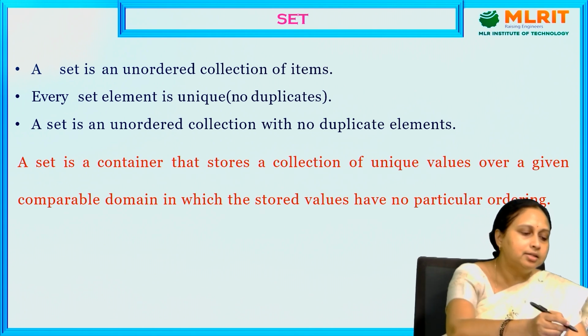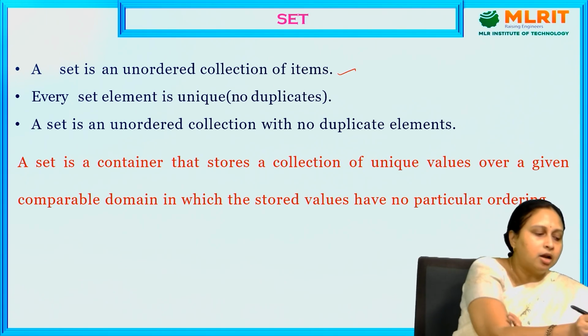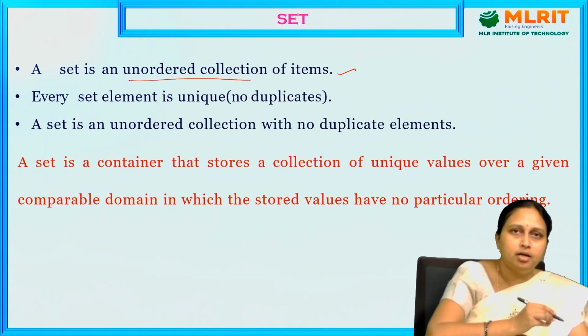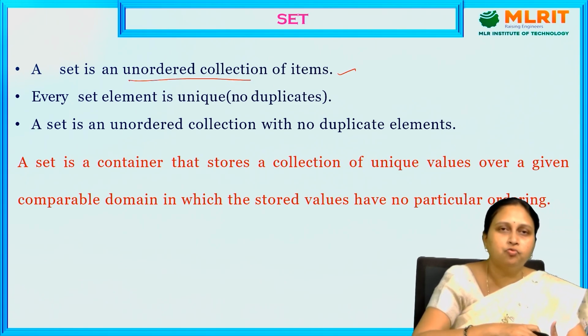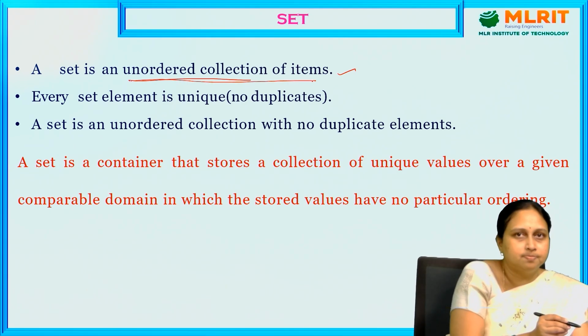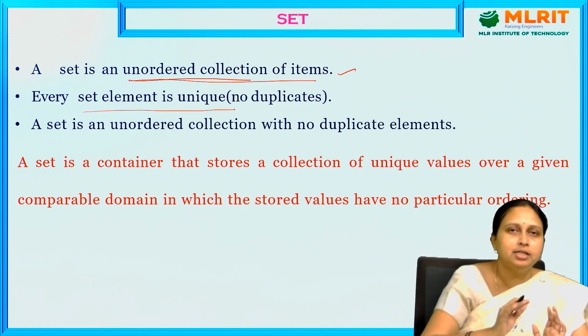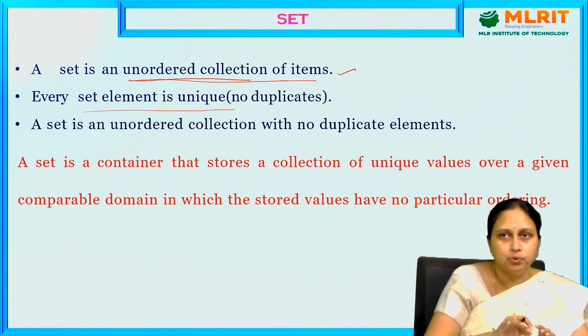A set is an unordered collection of items. Up to now we have seen list as well as tuple, and one more is dictionary. In those we don't find this unordered collection, right? Let us see what difference we are going to find with this set. A set is an unordered collection of items, and every set element is unique. That means in a set you don't find any duplicates. All elements should be unique.